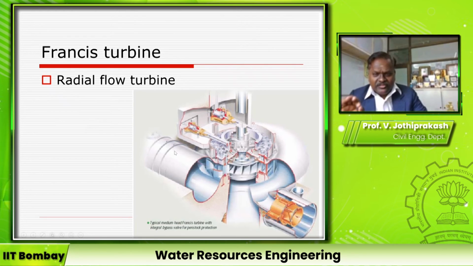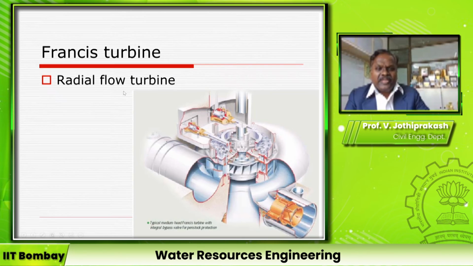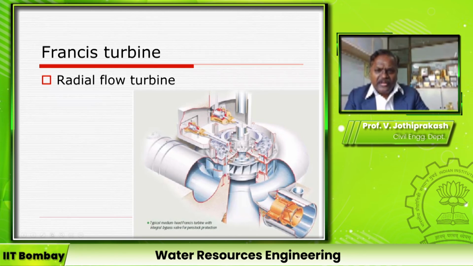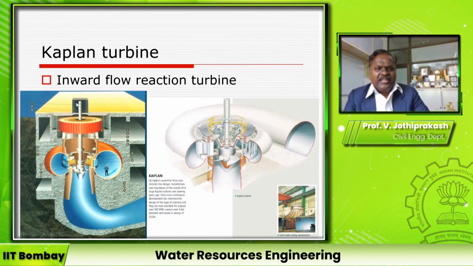I am giving the examples of turbines which you have done as an experiment in your hydraulics lab. So the second type of example is Francis turbine. It's a radial flow turbine. That means the water comes from the penstock and it makes a turn around the blades. Right? And Kaplan turbine is an inward flow reaction turbine. So the penstock comes and impinges in a circular motion and then it goes to the draft tube. These three are good examples of turbines.